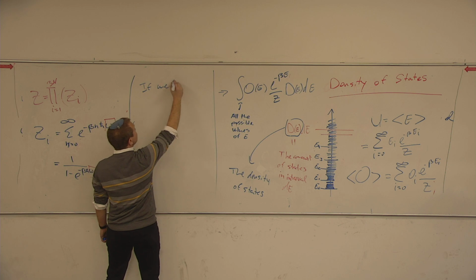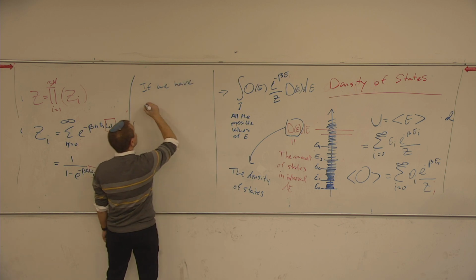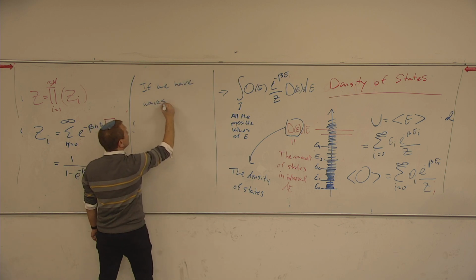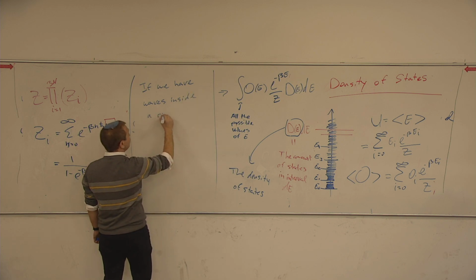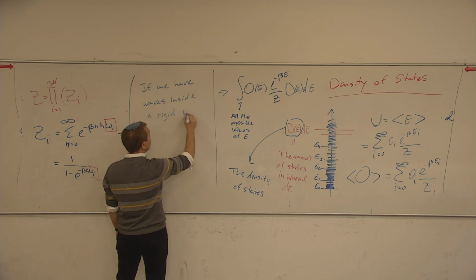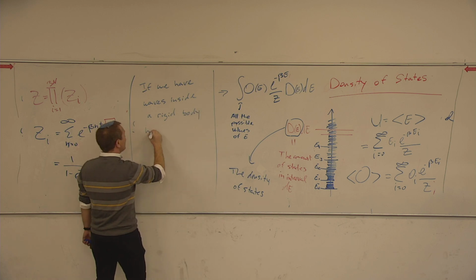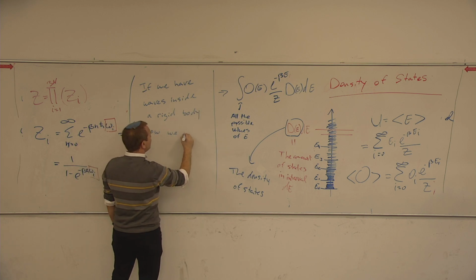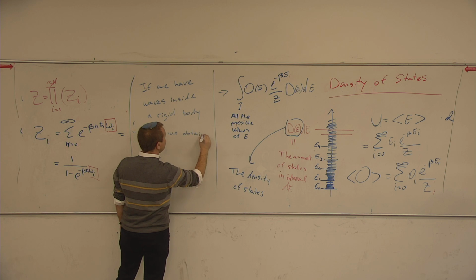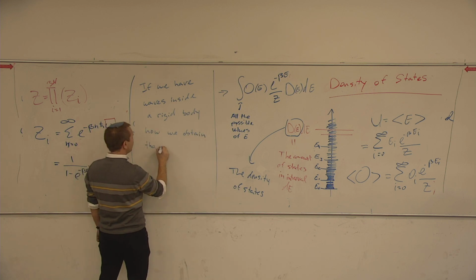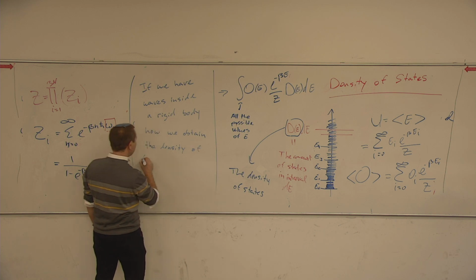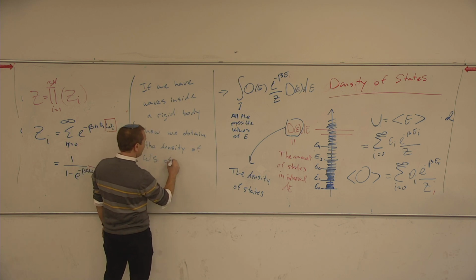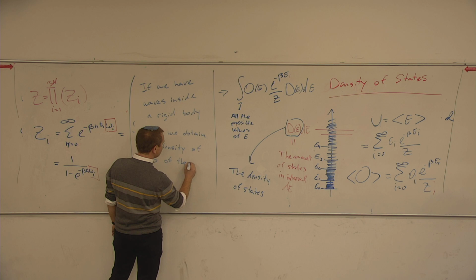If we have waves inside a rigid body, how do we obtain the density of omegas of these waves?